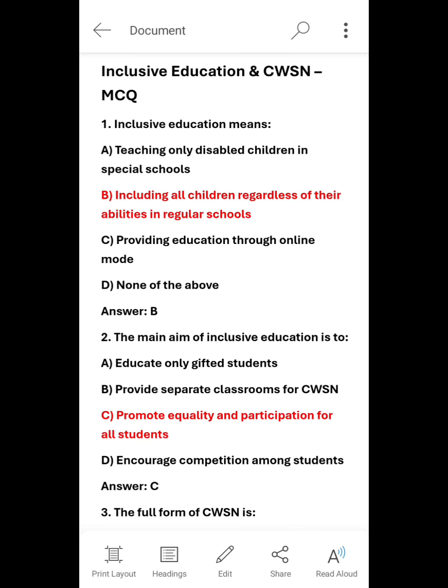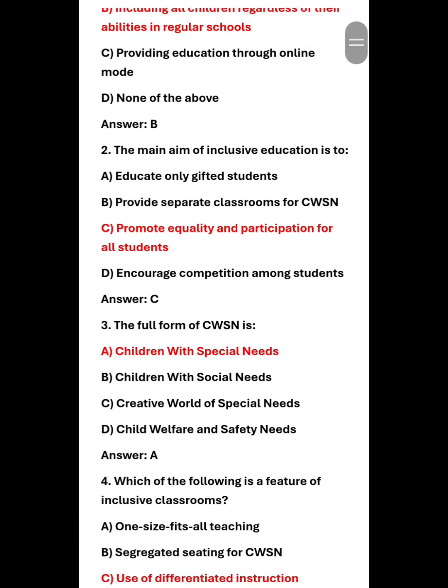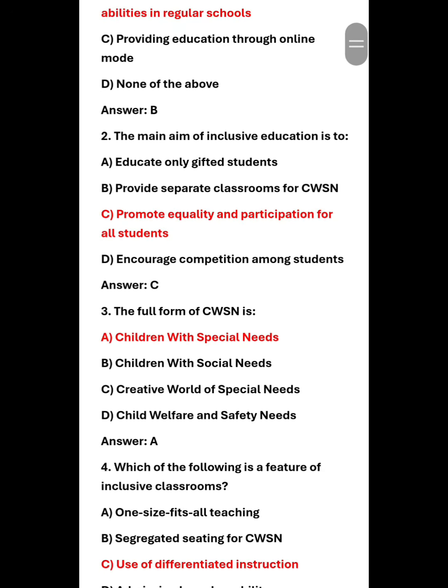Question number 1: inclusive education means, the answer is number B, including all children regardless of their abilities in regular school. Question number 2: the main aim of inclusive education is to promote equality and participation for all students, the answer is number C.